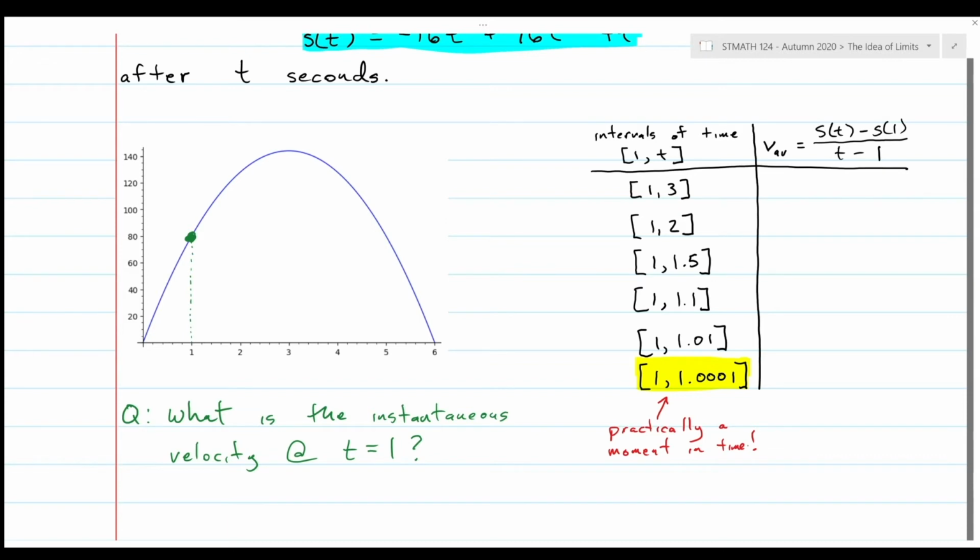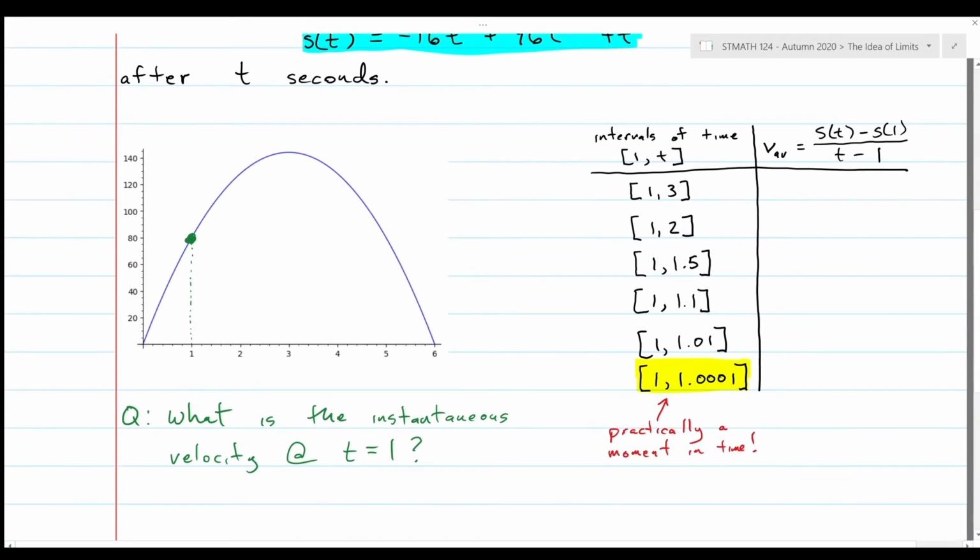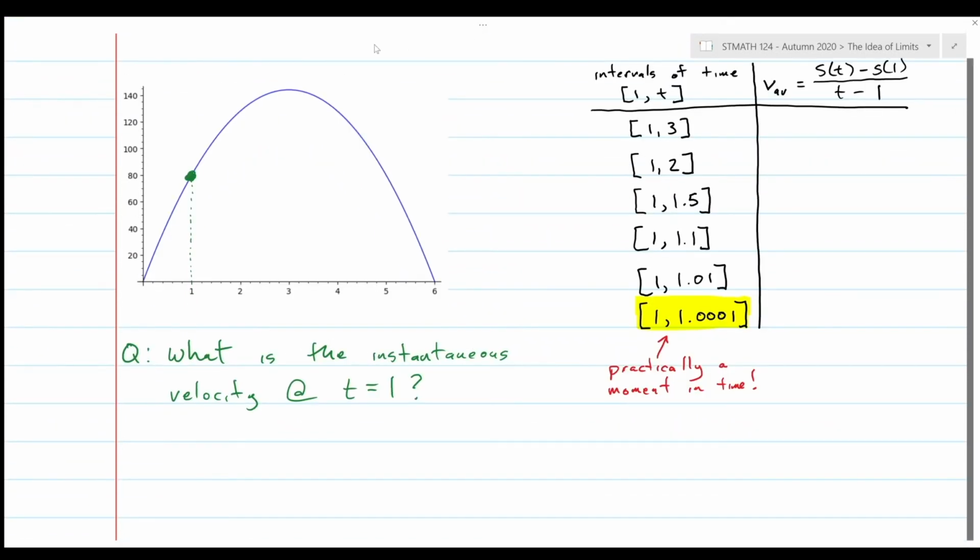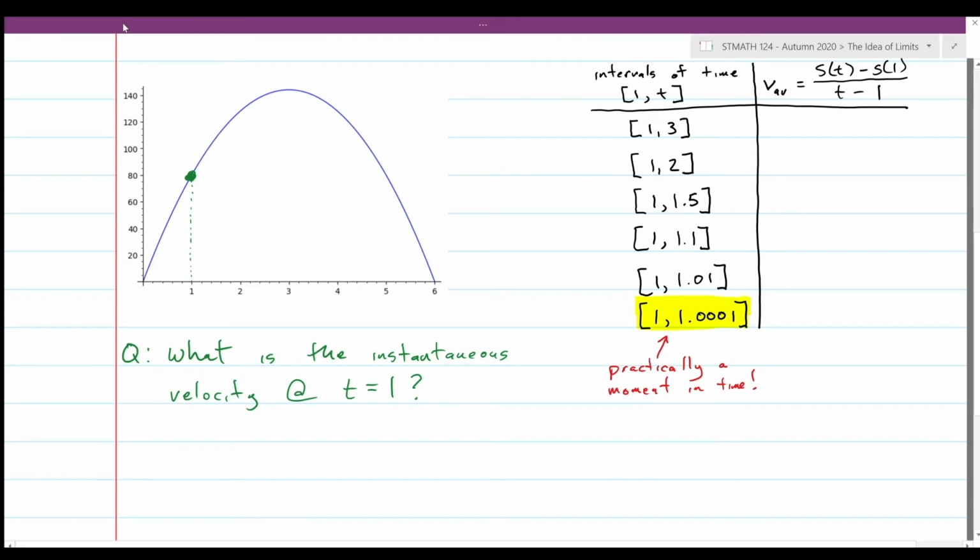And it turns out that this process of refining and shortening our interval of time is the actual idea of a limit that we're trying to get to in this whole chapter. Let's calculate those average velocities. In the interest of time, I'm going to just compute all these, and then I'll edit out all this computation.